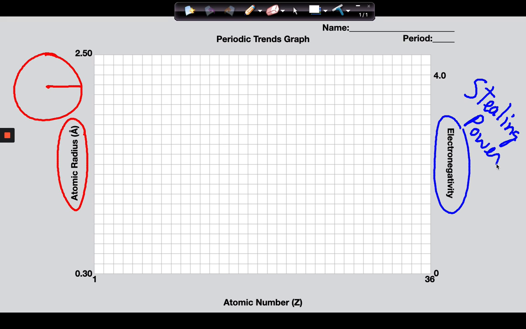Make sure you hear that, guys, or your graphs are going to be a train wreck. So guys, when you're graphing electronegativity, if there is not a value, do not interpret that to be 0. Leave a discontinuity, a break in your graph.